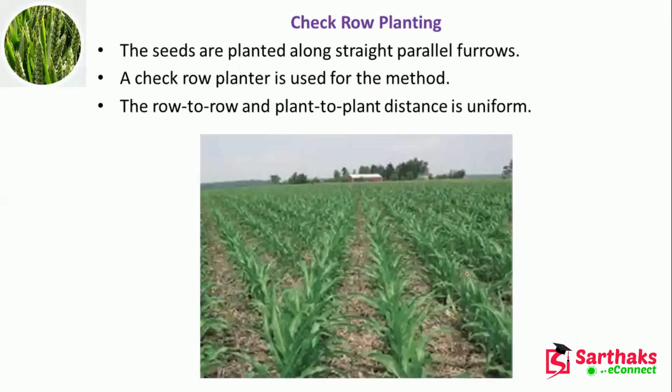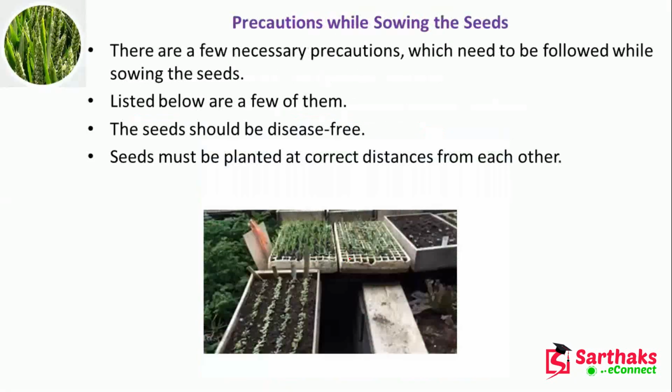Now check row method. The seeds are planted along straight parallel furrows, right? You can see straight parallel furrows, and a check row planter is used for this method. Row to row and plant to plant distance is uniform in the check row planting method.